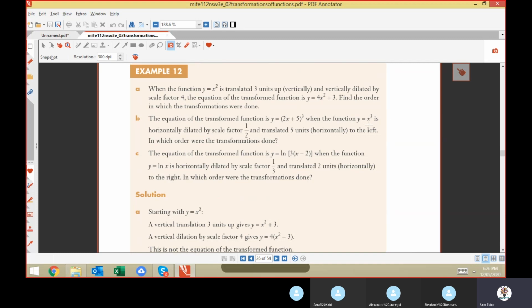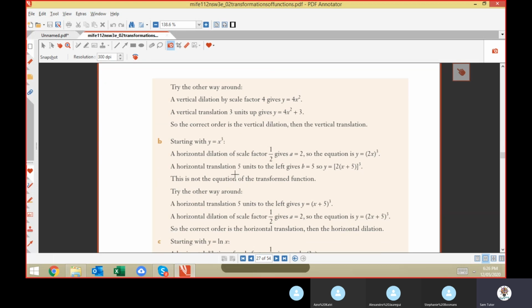When the function y equals x cubed is horizontally dilated by a scale factor of a half, horizontal dilation means it's attached to the x, by a half. So what does k equal if the scale factor is a half for horizontal? 2. Yeah, that's 2. And then translated 5 units horizontally to the left, that means plus 5. In which order were the transformations done this time?